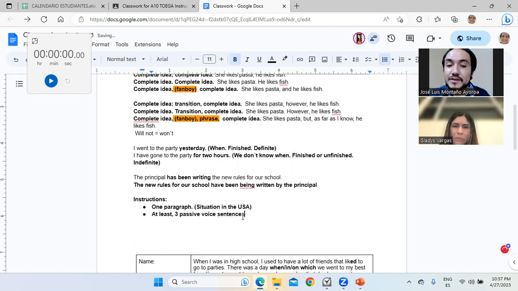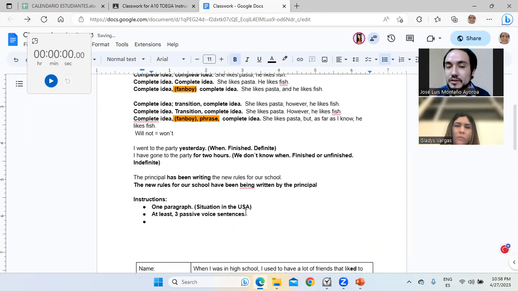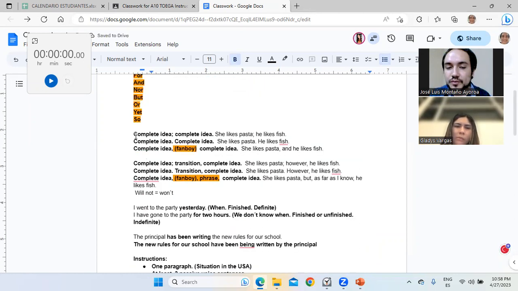In the US. Then here, at least three passive voice sentences. Okay, those are the only instructions. Let's have the 3 to 4 minutes. We check, and also the idea, perhaps this is the third instruction, we have to use these correct rules, right?